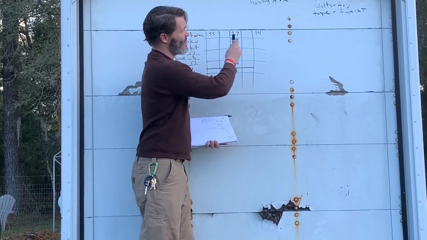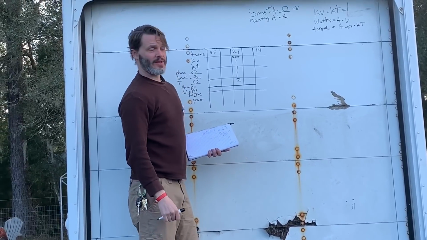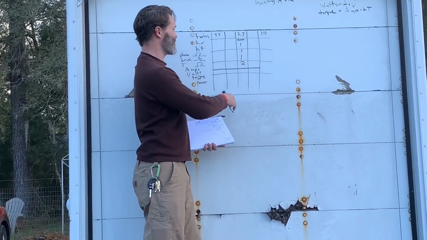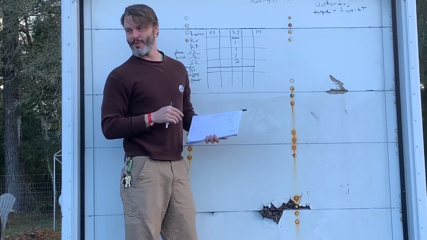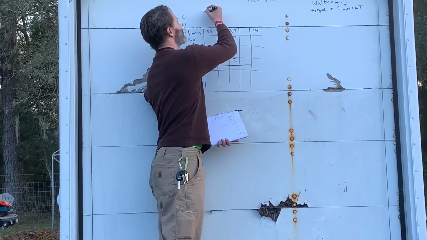If we look to Ohm's law, we know that amps equals volts over ohms, so we can deduce that. We're going to apply, let's say, 10 volts to make this nice. 10 volts.